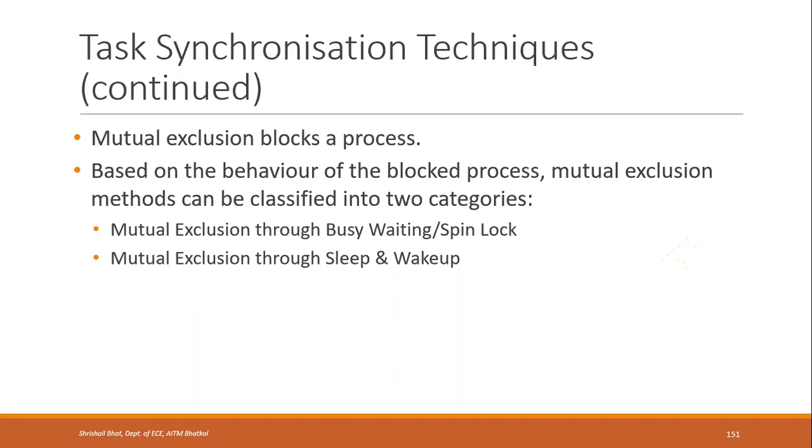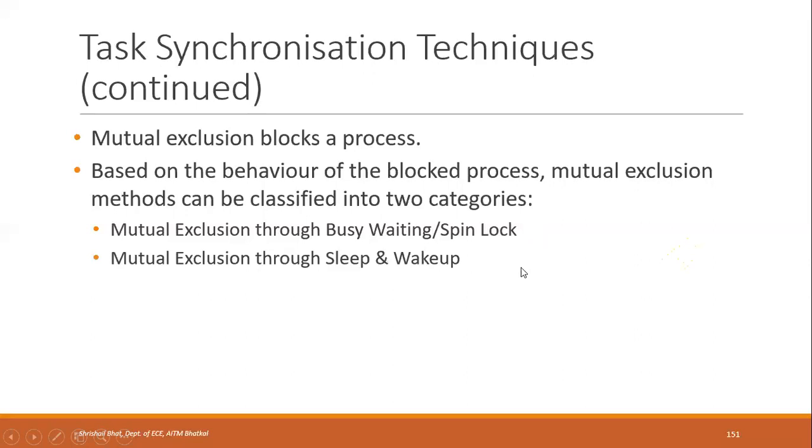Based on the behavior of the blocked process, the mutual exclusion methods can be classified into two categories. One is mutual exclusion through busy waiting or spin lock. The other one is mutual exclusion through sleep and wake up. In the first one, busy waiting or spin lock, it creates a variable called a lock variable. The process will be in the busy or waiting state whenever the critical section is not available for access.